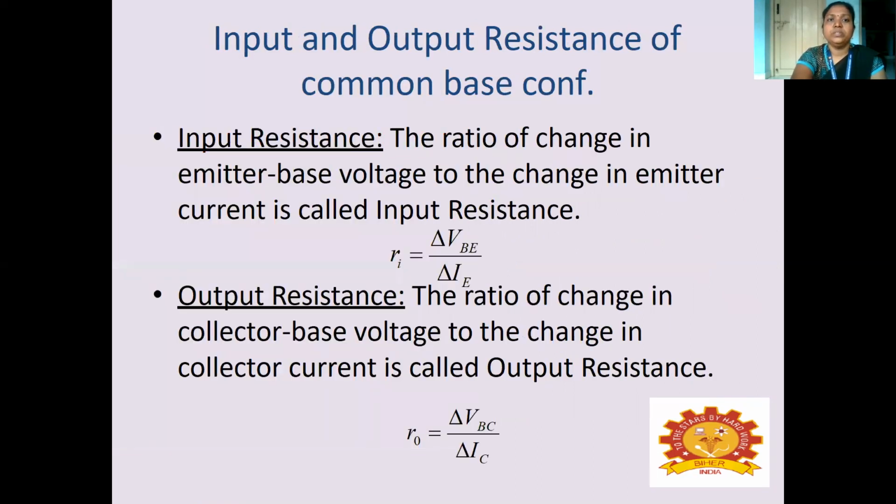Next, we are going to derive the input and output resistance of the common base configuration. Input resistance is defined as the ratio of change in the emitter base voltage to the change in the emitter current. That is input voltage with respect to input current. Output resistance is the ratio of change in the collector base voltage to the change in the collector current. That is output voltage with respect to output current, which is called the output resistance.